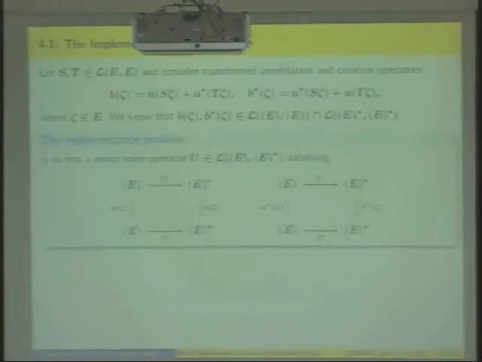Now, the implementation problem is this. We have an action of the annihilation operator here. This B is also a continuous operator from E to E, as well as E star to E star. So we consider this diagram. This B acts on E star, A acts on E. We would like to find a continuous operator U satisfying this commutative diagram, U B equal to A U, something like that, as well as for the adjoint operators. So I would like to find such a U satisfying both diagrams.